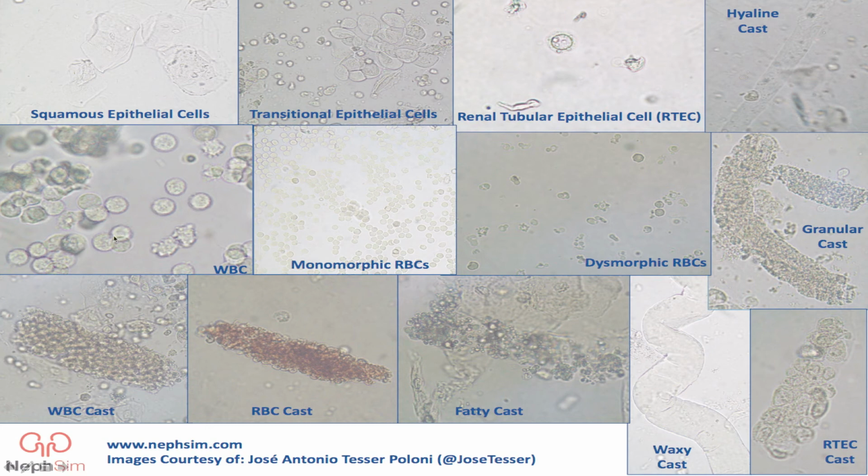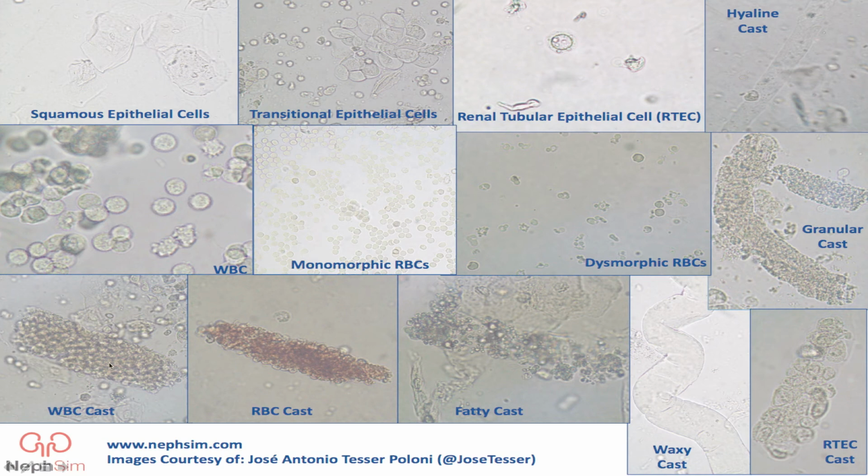So these are the various casts. You can see here hyaline casts, the epithelial cells, the WBC casts, the WBCs in the urine, then monomorphic RBCs, right? Monomorphic means the normal shaped RBCs, then the dysmorphic RBCs. If you zoom out, you can see the RBCs have lost their round oval structure. Then granular casts look like this. The waxy cast looks like this.